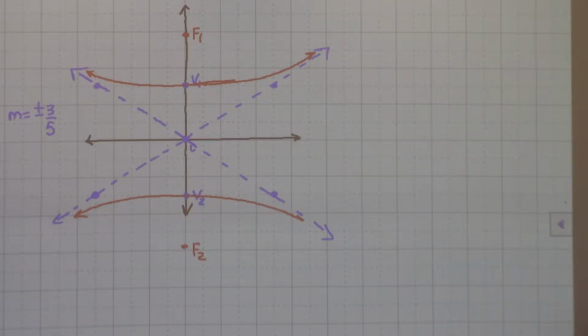Now if we needed to, we could label all the parts, couldn't we? Where was the center, where are the vertices at?